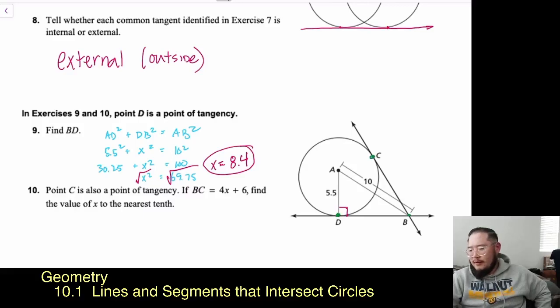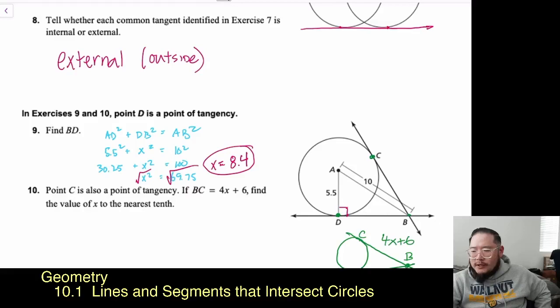And so let me go ahead and draw the circle again. You see that there's a lot of stuff right here in the original diagram. But what they're saying is that from B to C, that's 4x plus 6. And then we have right here B to D. Well, remember, we just figured out what B to D happens to be, and that is 8.4.